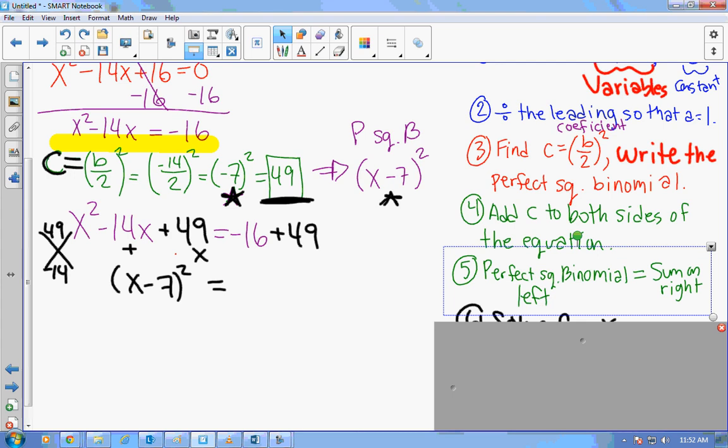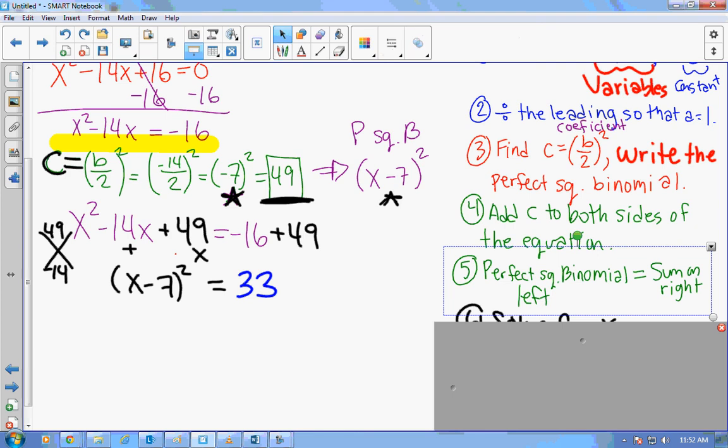So after you've written this down, you have to add negative 16 plus 49. It's the same thing as 49 minus 16. What does that become? 49 minus 16. 9 minus 6 and 4 minus 1. 33. Yep. 33. Look how pretty that became. X minus 7 squared equals 33.